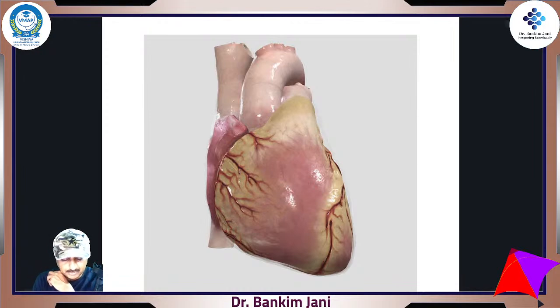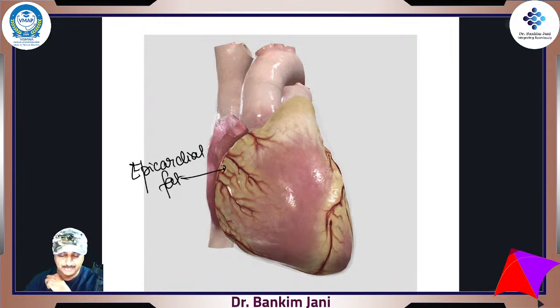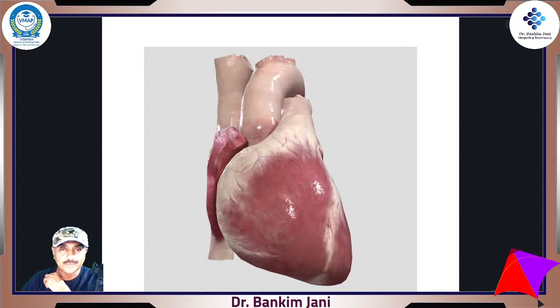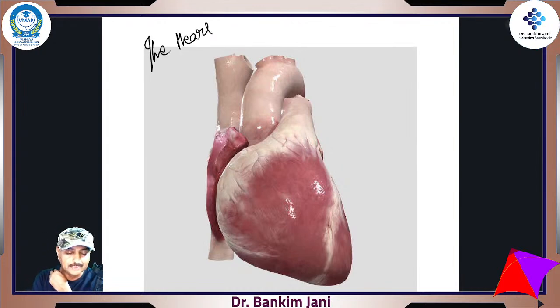This part was the epicardial fat, right? And we have seen this fat in the real dissection. So that's the epicardial fat. We remove even that epicardial fat. Once we remove that, this is the heart. And I think you won't find any problem in identifying the chambers.